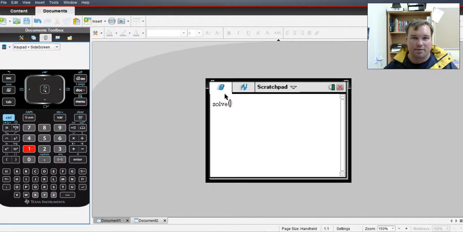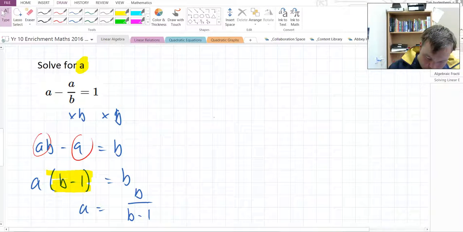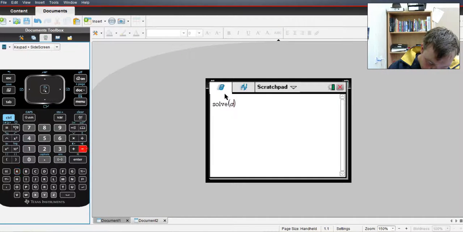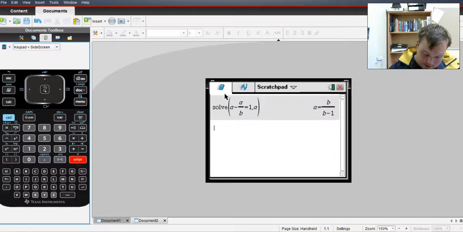Alright, say we have solve. We want to type in our equation, which was a take a on b equals 1. So, a take, open brackets, a divided by b, close brackets, equals 1. Now, your calculator won't instinctively know which one to get by itself. So you need to tell it. And we tell it which to get by itself, or which to solve for by pressing comma a. If I wanted to solve for b, I press comma b. And then hit enter. a equals b over b take 1.